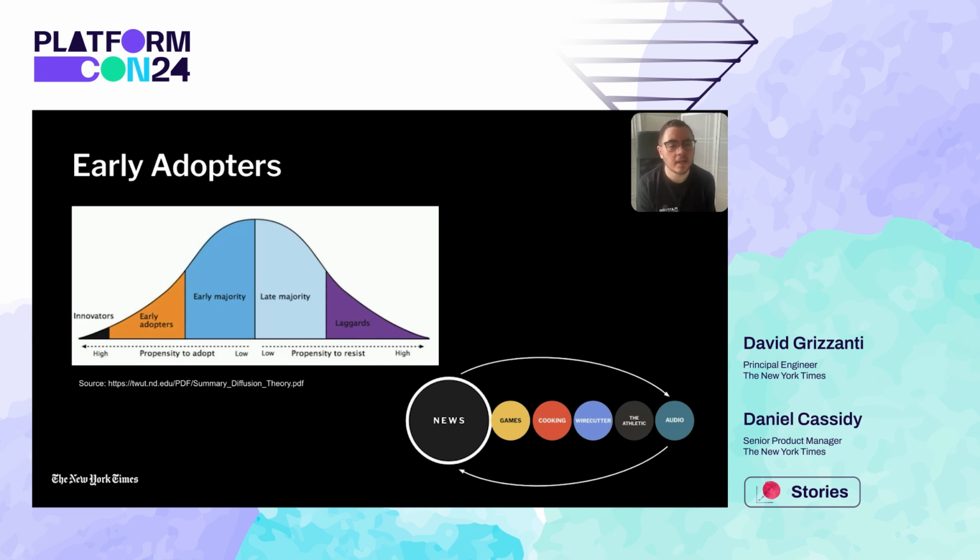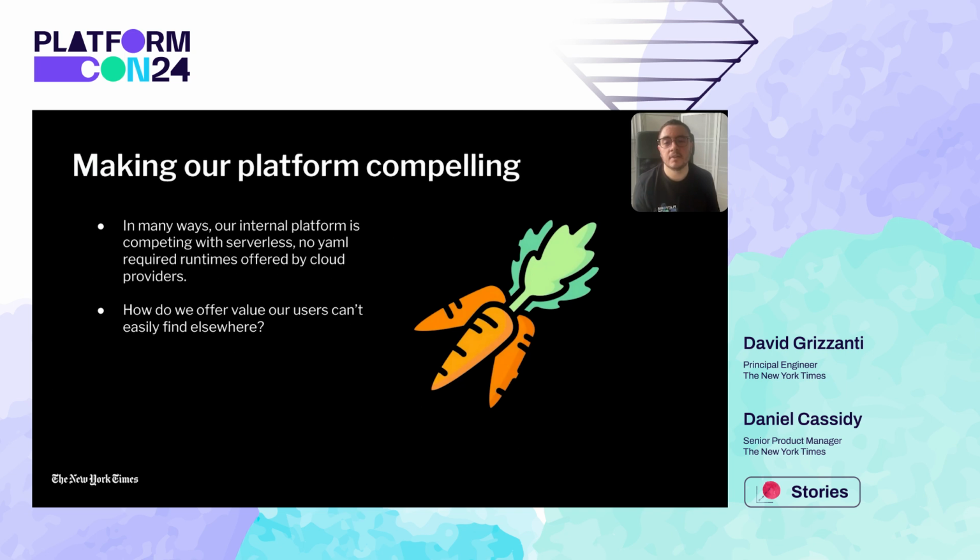And I found that this model was really helpful in our early phase of scaling out our platform. It was really important for us to find the teams that were enthusiastic about our offering, about adopting new technology, so that we could build a coalition of engaged team members who could help us in the early phases of the platform. So once we found those few teams that were excited about our offering, we had to figure out how can we make our platform as compelling as possible.